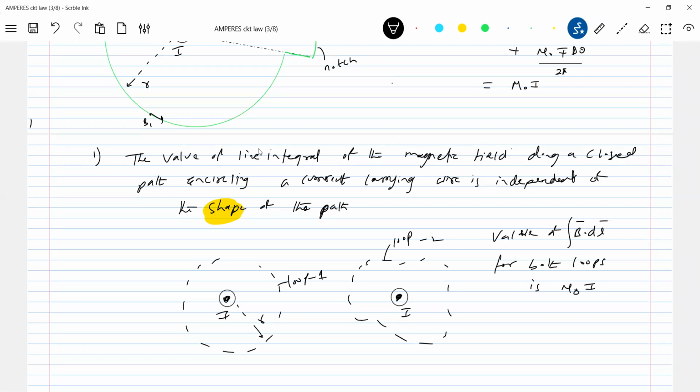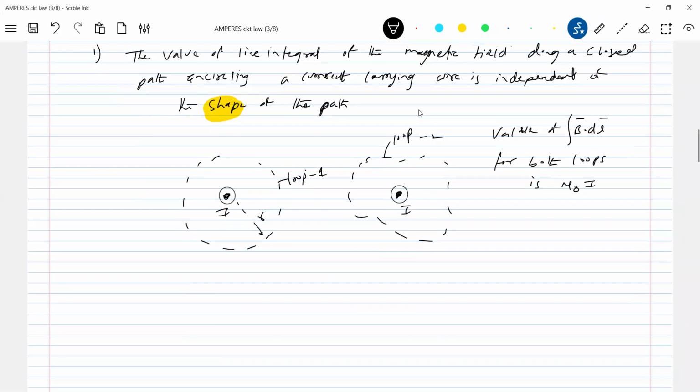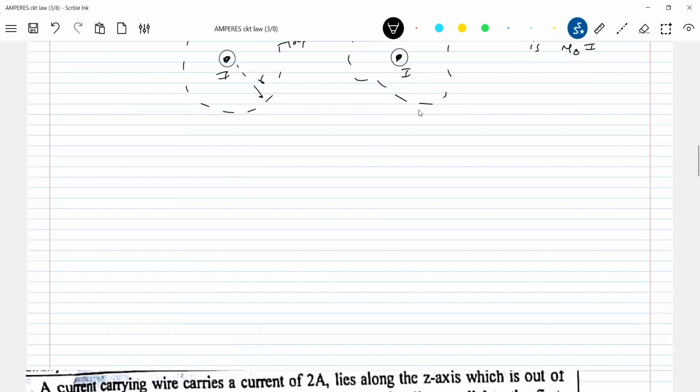Okay, got this one now. So what is that shape of the loop? It's your convenience. It's left to you. Is it a real or imaginary one? Next question comes. I'll put all the conditions one by one. Okay, so now let's take another.